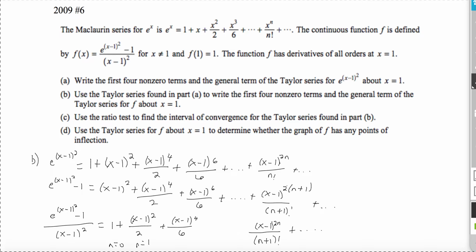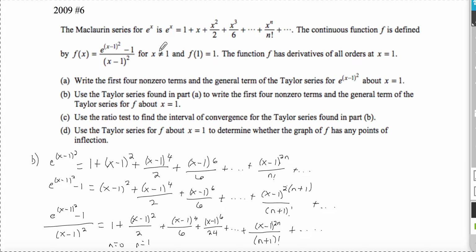So I'm going to go back in here. We can continue this pattern. Then this would be plus. This guy would be x minus 1 to the 6th power over, this was 2 factorial, this was 3 factorial, this one's going to be 4 factorial, so that's 4 times 3 times 2, so that'll be 24, plus so on and so forth, plus.